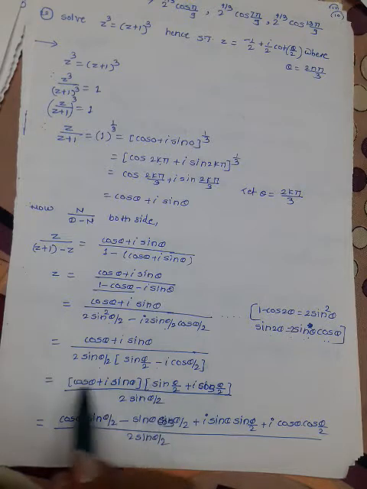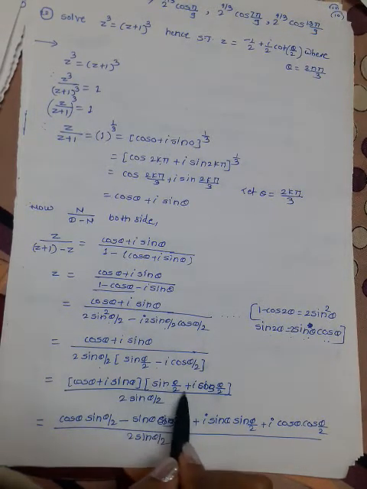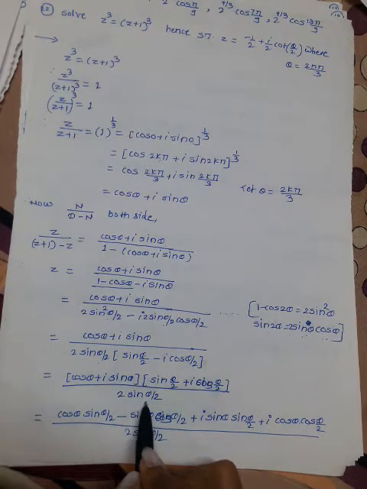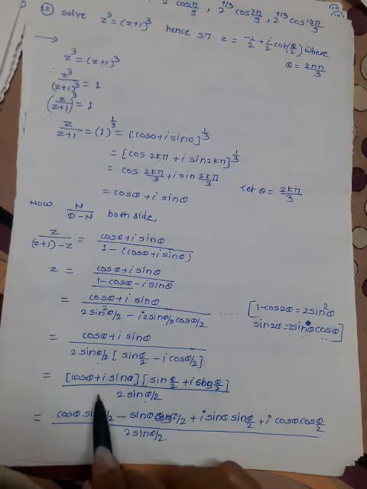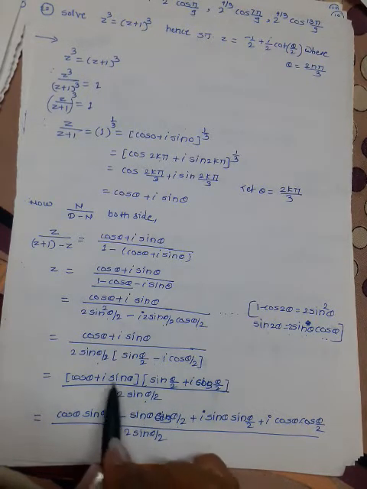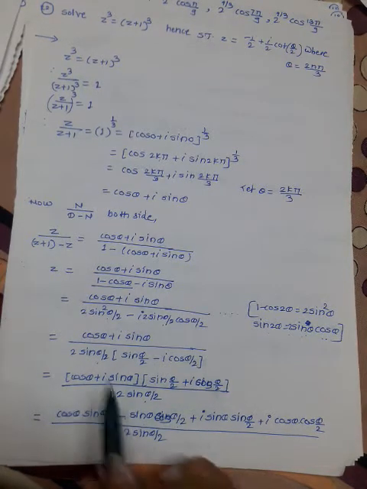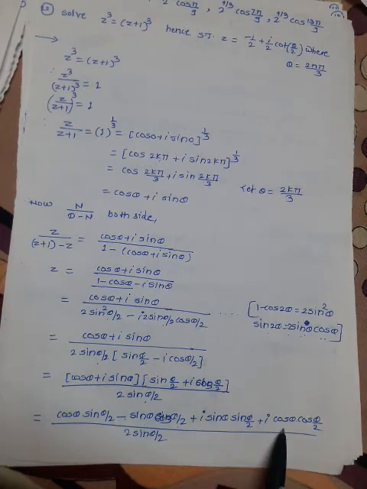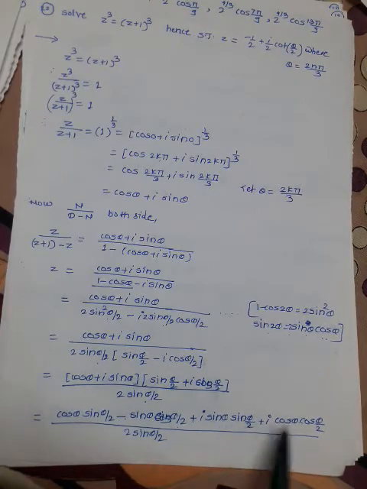Okay, therefore it becomes cos theta plus I sin theta into sin theta by 2 plus I cos theta by 2, divided by this 2 sin theta by 2 as it is. Now multiply both brackets, we get cos theta into sin theta by 2 minus sin theta into cos theta by 2, it becomes I into I, I square is minus 1, that's why it becomes minus. Now cos theta into I cos theta by 2 plus I into sin theta by 2. These are two formulas.